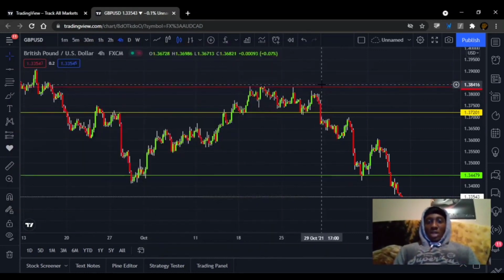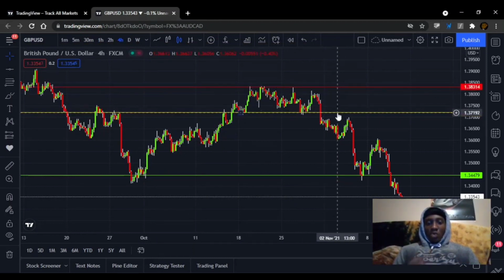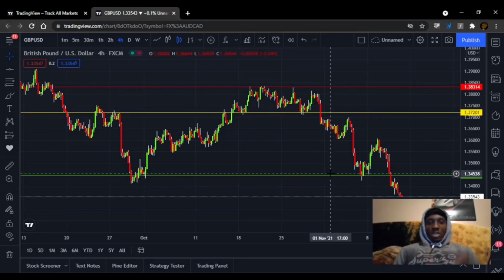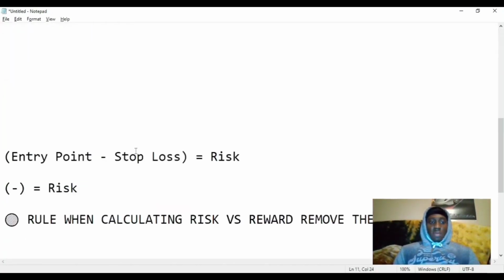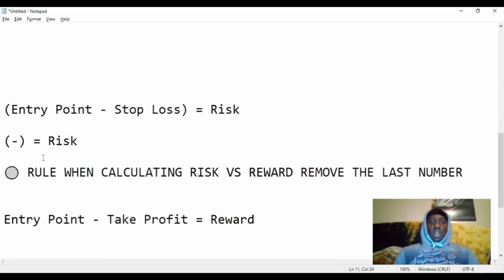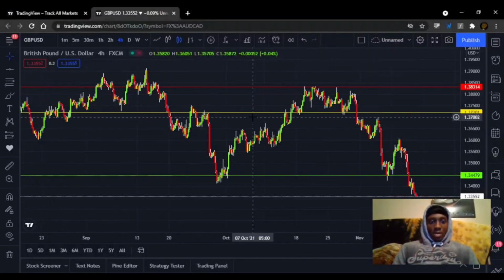So let's say that this red line represents your stop loss. This yellow line represents your entry point. This green line represents your take profit, right? So now let's calculate the risk for this trade, right? As if we were taking a sell. So all you have to do to calculate risk is simply do the entry point minus the stop loss, right? The entry point minus the stop loss will tell you exactly how much you're risking. Right? For example, all right?